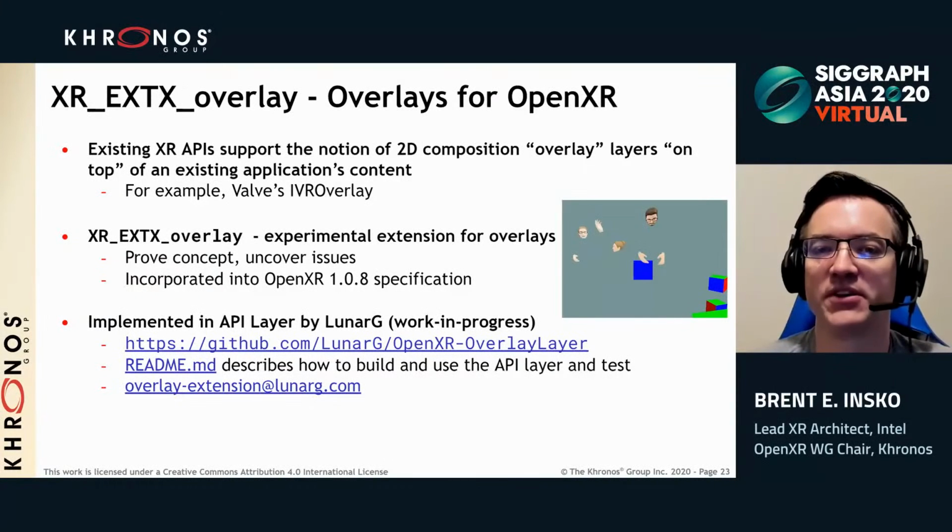There is also an experimental overlays extension. This extension allows overlay apps to insert their content into another application's world. This extension was added to OpenXR in version 1.0.8. Developers who want to test out overlays and provide feedback regarding the extension can try it out on Collabora's Monado on Linux, or download the work-in-progress API layer from LunarG and Pluto VR on Windows. LunarG has made the API layer source available on GitHub.